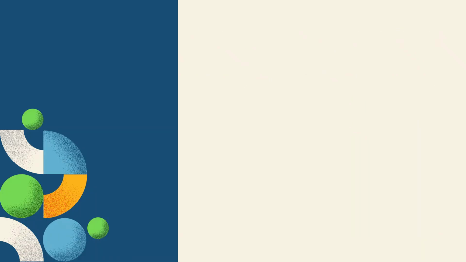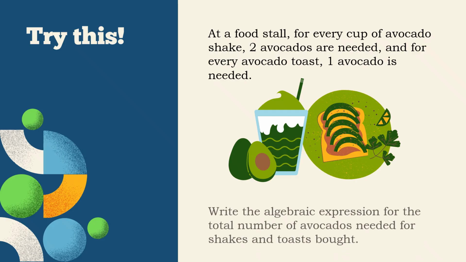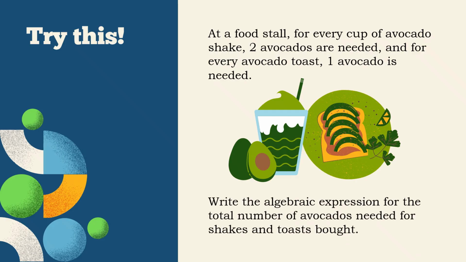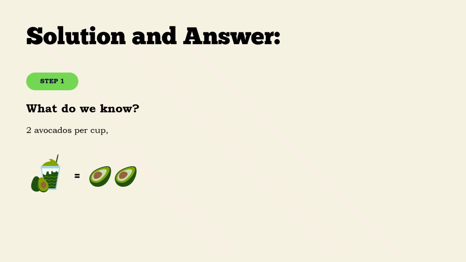Let's try this problem. At the food stall, for every cup of avocado shake, 2 avocados are needed. And for every avocado toast, 1 avocado is needed. Write the algebraic expression for the total number of avocados needed for shakes and toasts both. Solution and answer. Step 1. What do we know? 2 avocados per cup and 1 avocado per toast.